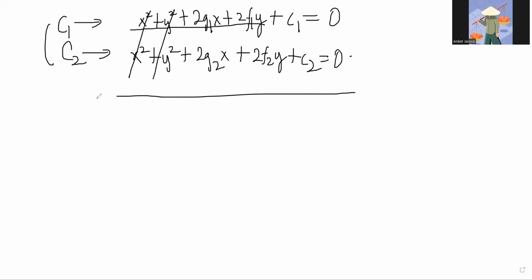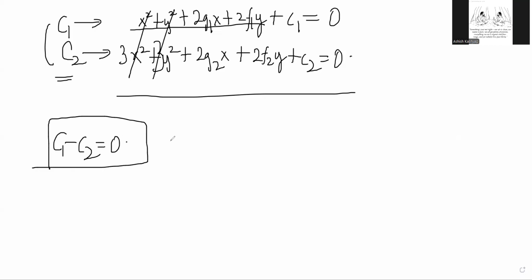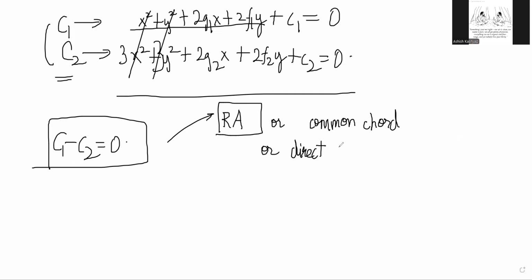What I mean by properly is sometimes the circle equation can be given with some coefficients, right? We have to make them equal, like divide by 3 and eliminate x square and y square. If you subtract, c1 minus c2 is equal to 0, that is your radical axis, or sometimes it can be the common chord, sometimes it can be the direct common tangent, but it is always the radical axis.